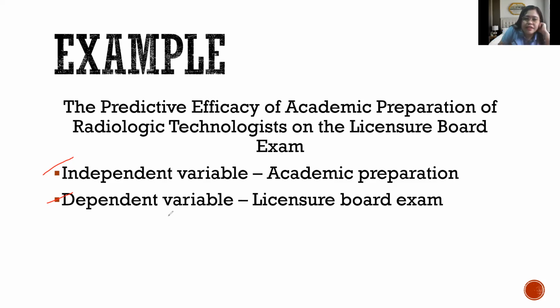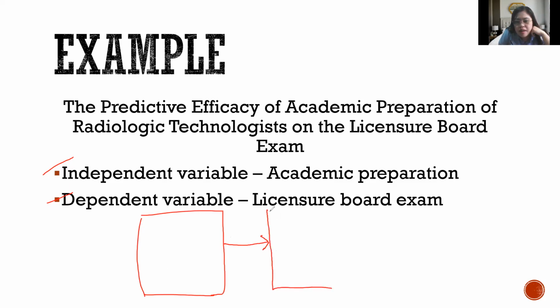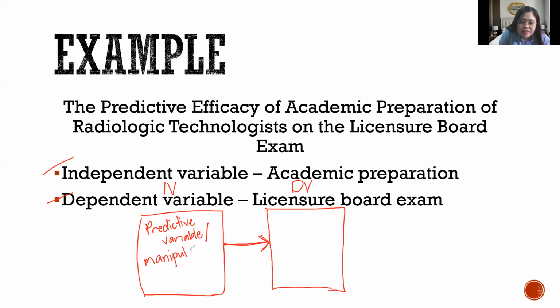Okay, let me write on the screen. So this one is the independent and the dependent variable. When we make our conceptual framework, we will be identifying the two. They are always placed in a box. The first one will be the IV, the independent variable, and the dependent variable. So take note of this arrow. It's pointing towards the dependent variable, because the independent variables are the predictive variables, and at the same time, this is the one being manipulated in the study.